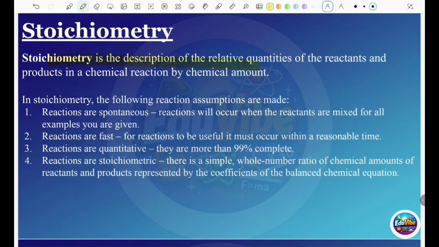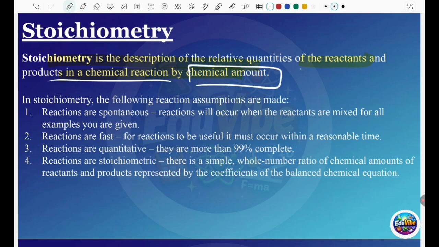Stoichiometry is a description of the relative quantities of the reactants and the products in a chemical reaction by the chemical amount. So they are the relative quantities. They are the description of the quantities of the reactant side and the products in a chemical reaction by the chemical amount. Chemical amount is called n, which is the number of moles. Then in stoichiometry, the following reaction assumptions are made.